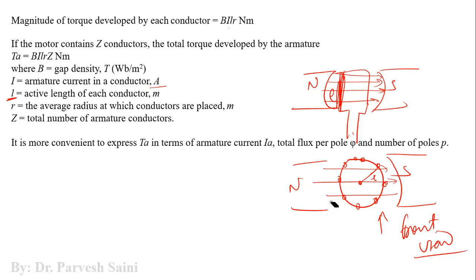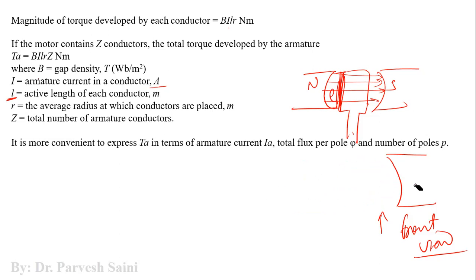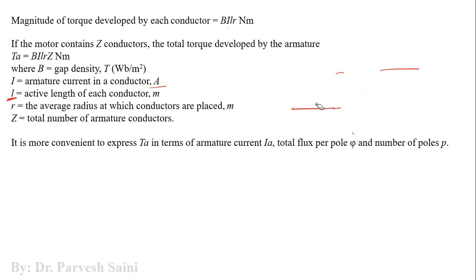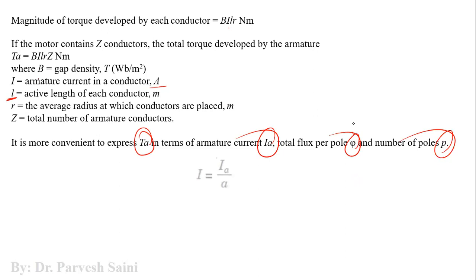Then this torque is basically expressed in terms of the armature current because of the motor action. The motor action is that a current carrying conductor placed in a magnetic field experiences torque. So this torque is based on the armature current, on the magnetic field, that is flux, and on the number of poles, because the magnetic flux is due to the poles. So we have to express T_A in terms of these parameters.